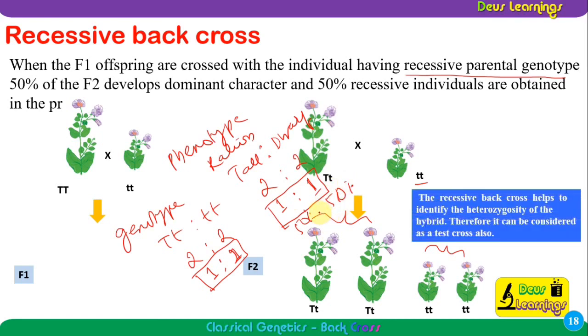Interestingly, the recessive back cross is able to identify the heterozygosity of the hybrid. Therefore, it can be considered as a test cross also. Because of this, you can find out whether the individual is homozygous or heterozygous. So the recessive back cross can also be considered a kind of test cross, right?